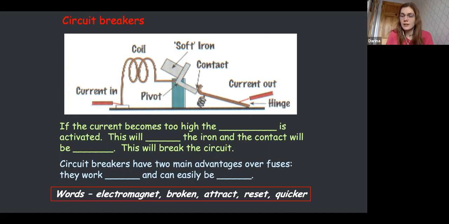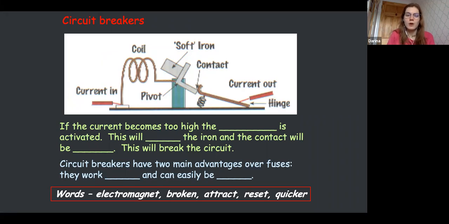Circuit breakers actually do have two main advantages over fuses. In fact, in most houses, we currently now have circuit breakers to protect the mains electricity rather than fuses. Okay, so the two advantages are they work. What do you think?